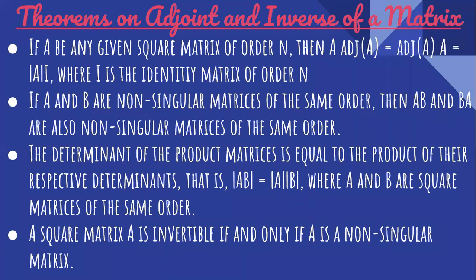The determinant of the product of matrices is equal to the product of their respective determinants. That is, determinant value of AB is equal to determinant value of A into determinant value of B, where A and B are square matrices of the same order. A square matrix A is invertible if and only if A is a non-singular matrix.